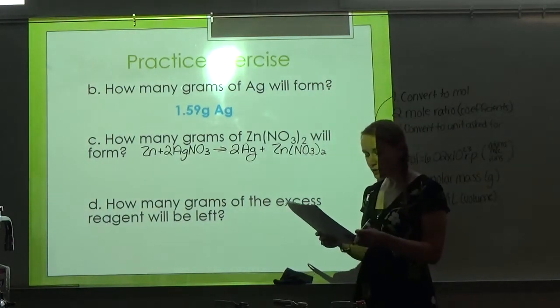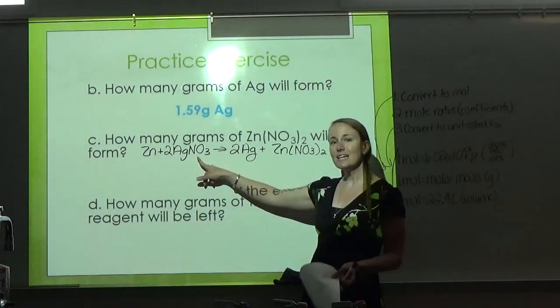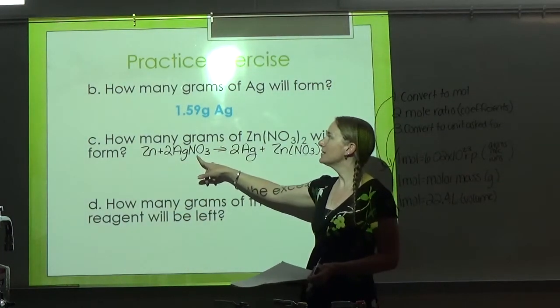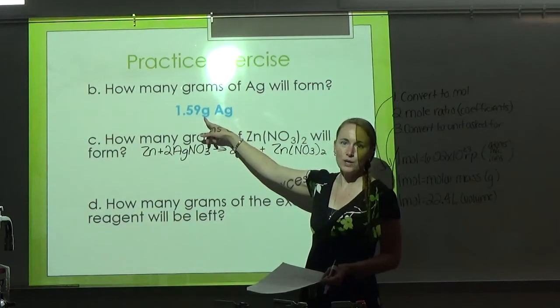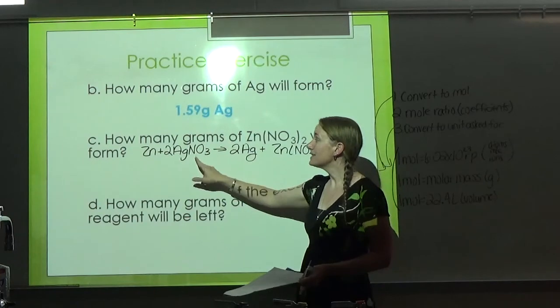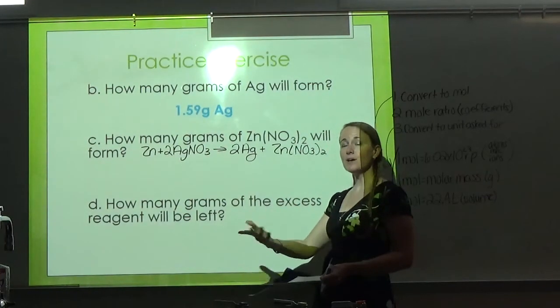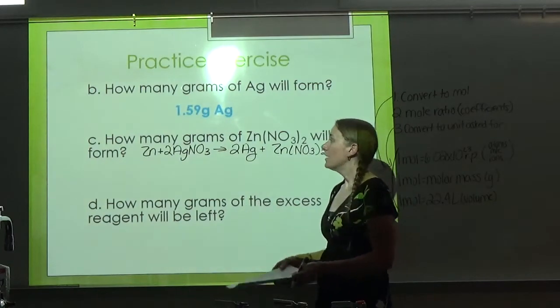Okay, so what I chose to start with was I started with my silver nitrate. The reason I like to start with that is because I might have made a math error at some point in here. So if there was a math error in this, I can still get this one right if I start with the number that was given to me. So just be aware of little things like that.